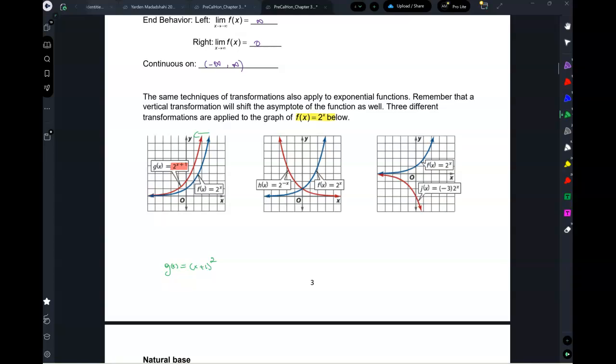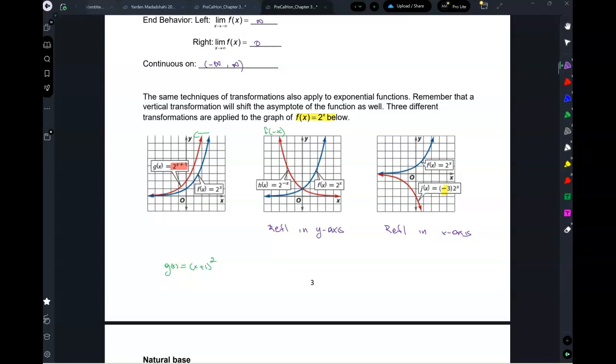Here I have f of x is 2 to the x. H of x is 2 to the negative x. So this is f of negative x. And do you see how this is now a very clear example of reflection around the y-axis, right? And yes, growth changes to decay. Isn't that fun? And if I have a negative in the front here, this is a reflection around the x-axis. Reflection in x-axis. And this was reflection in y-axis.